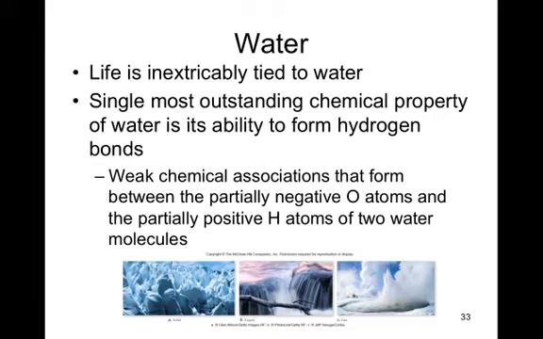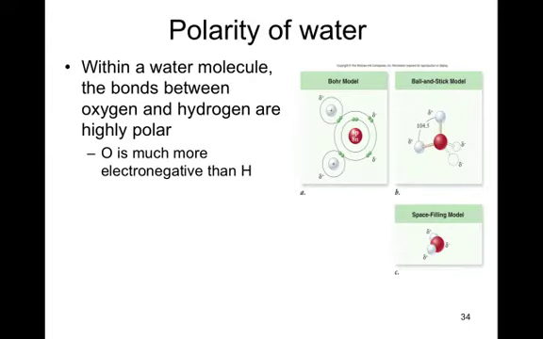Its single most outstanding chemical property is its ability to form hydrogen bonds. Hydrogen bonds are very weak chemical associations. In fact, they're only about 5 to 10% of the strength of a covalent bond. And they form between the partially negative oxygen atom and the partially positive hydrogen atoms of two water molecules. Let's take a closer look at that.